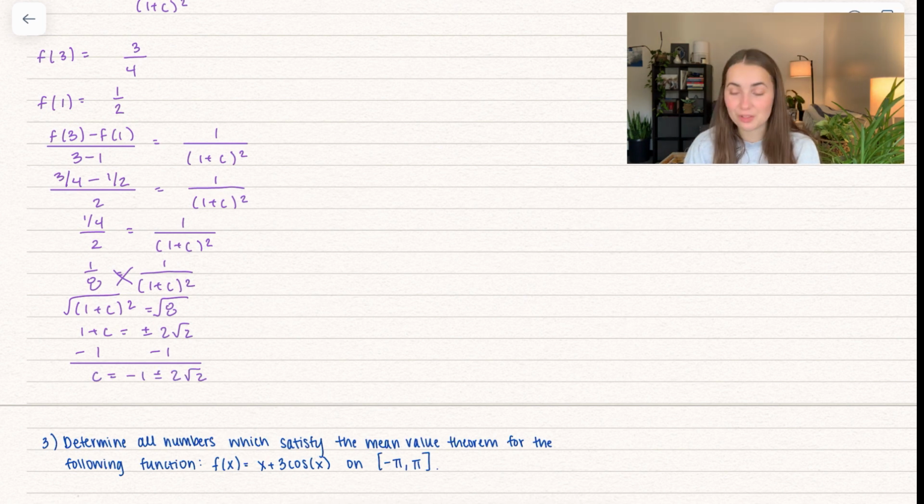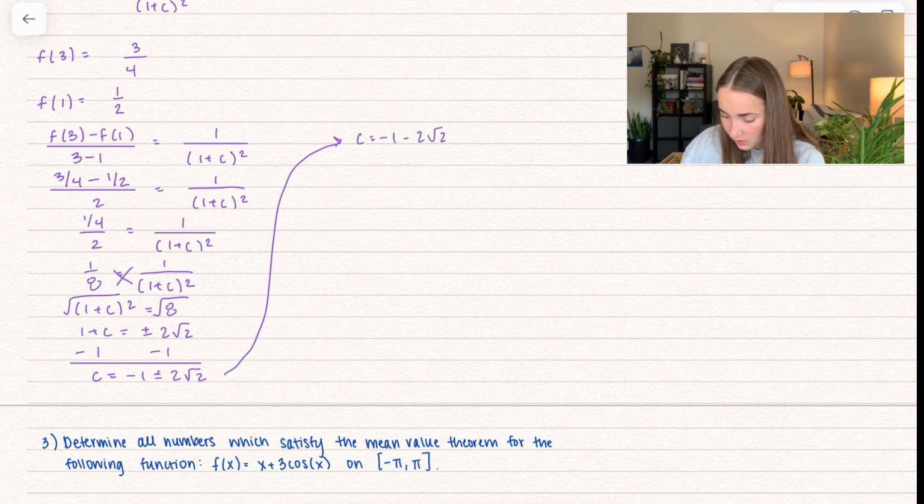Okay, so I simplified it all the way down. We got c is equal to negative 1 plus or minus 2 root 2. So I'm going to write it up here. This is going to give us two solutions. The first one is c is equal to negative 1 minus 2 root 2. And the other one is c is equal to negative 1 plus 2 root 2.